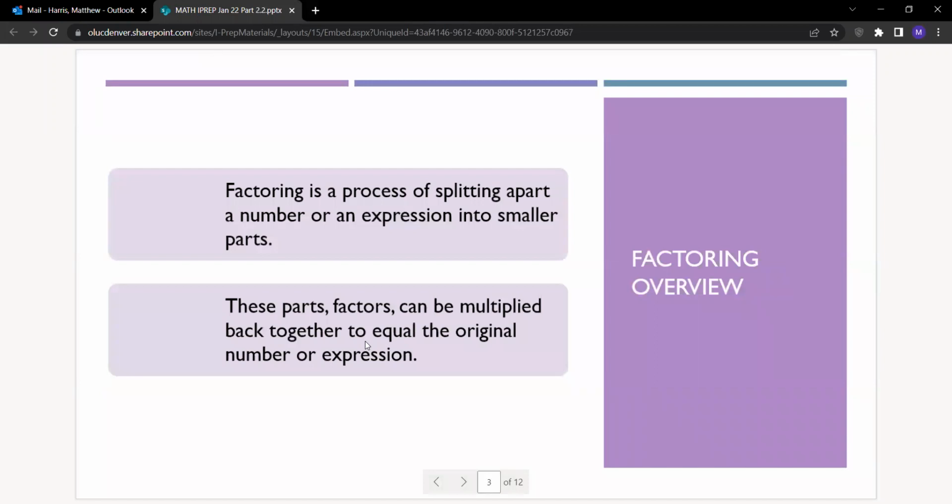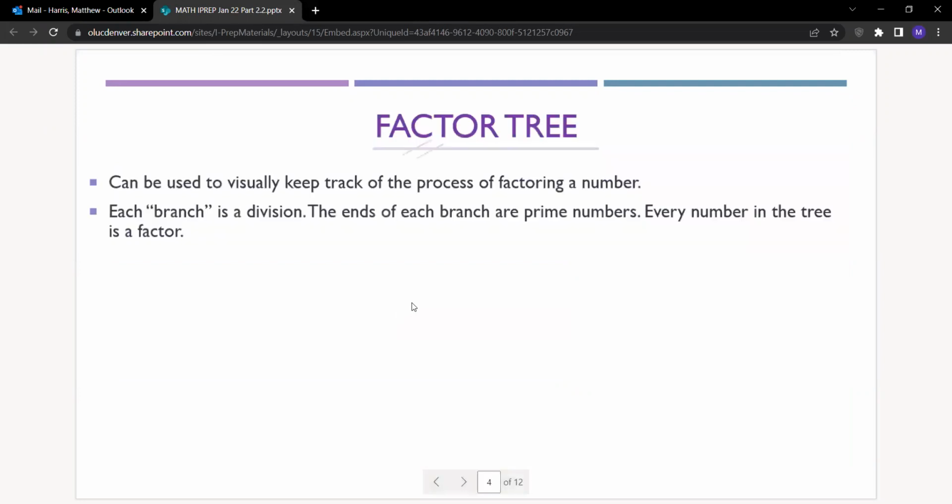So factoring is a process of splitting apart a number or an expression into smaller parts. These parts, also known as factors, can be multiplied back together to equal the original number or expression. So one way we can do this, and to keep track of it visually, is a factor tree. In a factor tree, each branch is a division, and the ends of each branch are prime numbers. And remember, a prime number is a number that is only divisible by itself and 1. So some examples are 1, 2, 3, 5, 7. And some examples of numbers that are not prime are 4, 6, 8, 9, 10, etc.